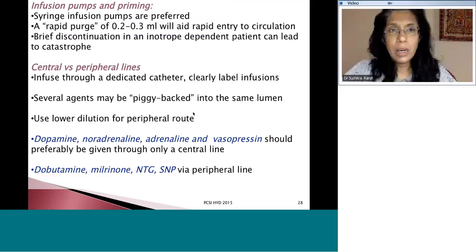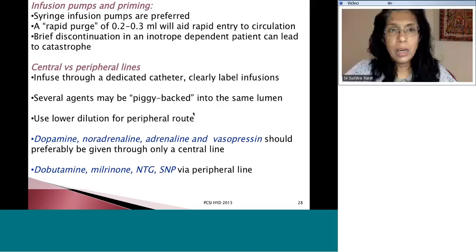A rapid purge in an emergency will aid rapid entry into circulation. Remember that brief discontinuation of an inotrope-dependent patient can lead to catastrophic hypotension. Infuse through a dedicated catheter, and clearly label all infusions. All inotropes and vasopressors can be piggybacked into the same lumen so they are all going at the same rate, and ideally you avoid giving fluid purges or a sedation purge through the inotrope or vasopressor line. Use a lower dilution for peripheral routes.